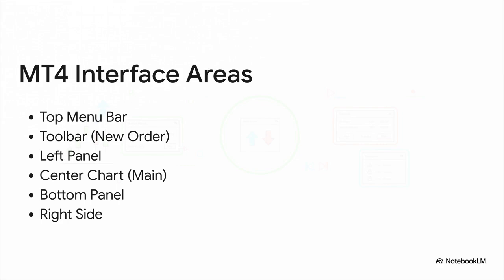Up at the very top, you've got your top menu bar. You know, standard file and view stuff that you honestly won't use much as a beginner. Right below that is the toolbar, which houses your most important tool, the New Order button. Over on the left is the panel for your accounts and Market Watch. Actually, scratch that. Just close that left panel for now to save screen space. Dead center, that is the main action area, the focal point. Down at the bottom is your terminal, showing your active trades and history. And over on the right is where you can add extra indicators. But remember, that center chart is where your eyes need to be.